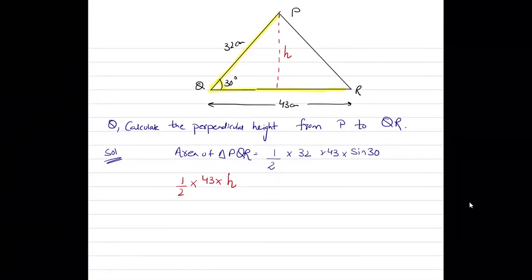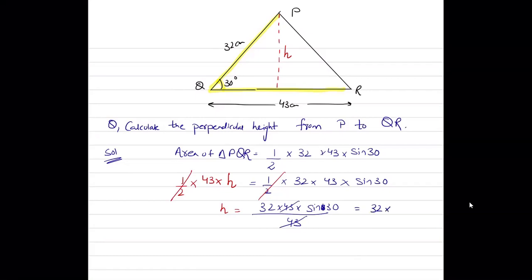Whether I use this formula for area or that formula, it's the same triangle, so the area will be the same. So I'm going to equate this expression to half times 32 times 43 times sine 30. You can simplify whatever is possible, and h is going to come out as 32 times 43 times sine 30 upon 43. So 43 cancels, leaving 32 times sine of 30 degrees. Sine of 30 degrees is 1 upon 2.